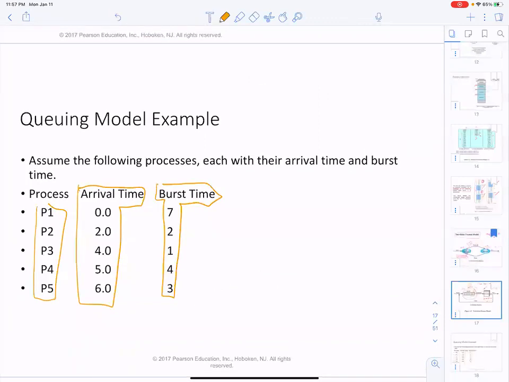Let's now create a new blank page so I could actually go over this example with you in detail.